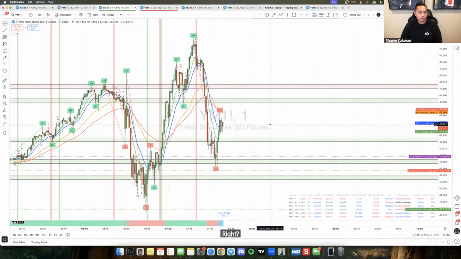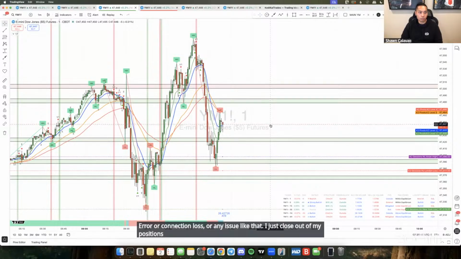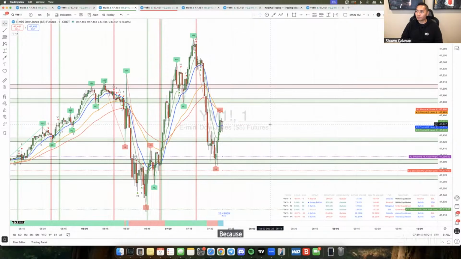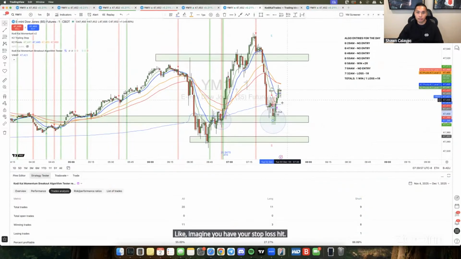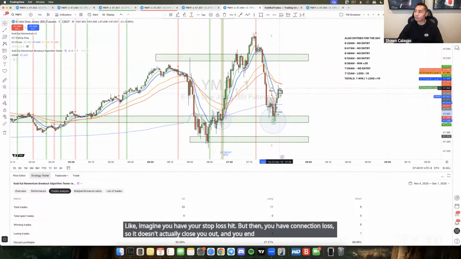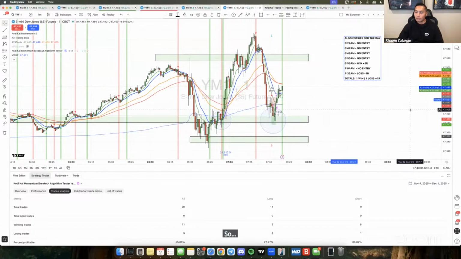So that's why for me personally, if I ever hear connection error or connection loss or any issue like that, I just close out of my positions or I just cancel whatever I have pending, because it can really screw up your position, right? Like imagine you have your stop loss hit, but then you have connection loss, so it doesn't actually close you out, and you end up super deep in drawdown. So yeah, I mean it is what it is.